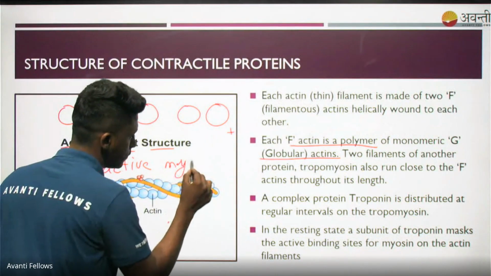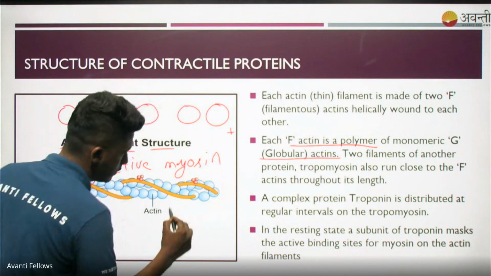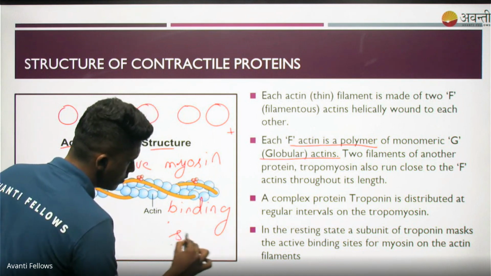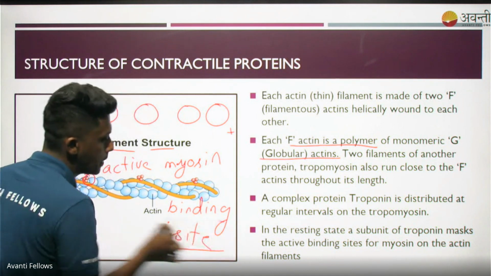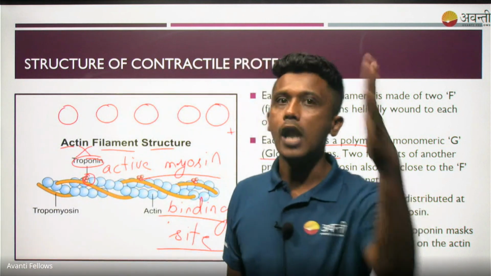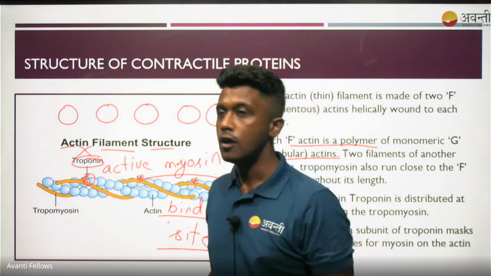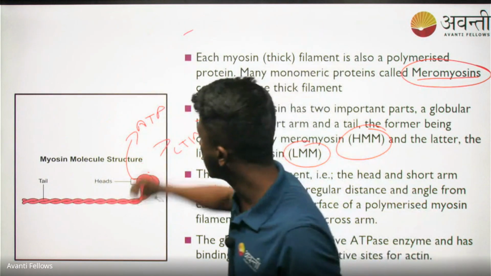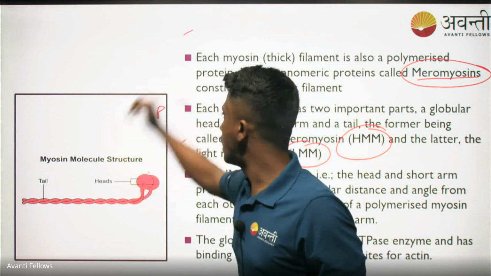an active myosin binding site. When it becomes an active myosin binding site, now the door is open for your myosin head to interact with the actin. Correct, right? So now what happens?